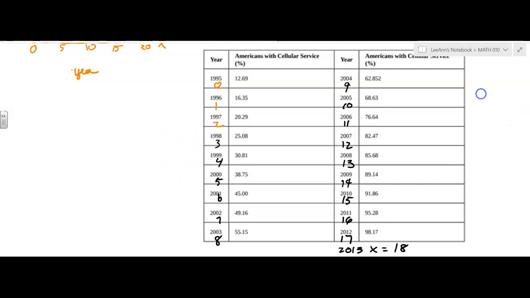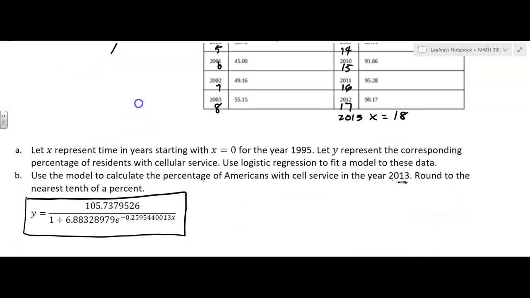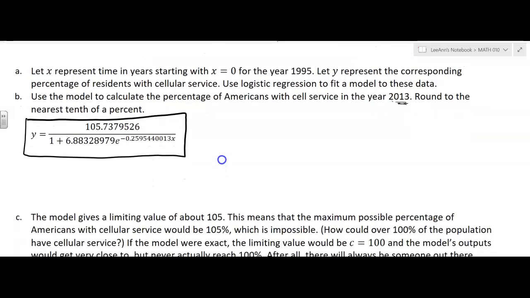Why isn't it scrolling? Why isn't this scrolling? Sorry about that, technical difficulties. I think it's scrolling now. It stopped. Okay, there it goes. Now it's moving.